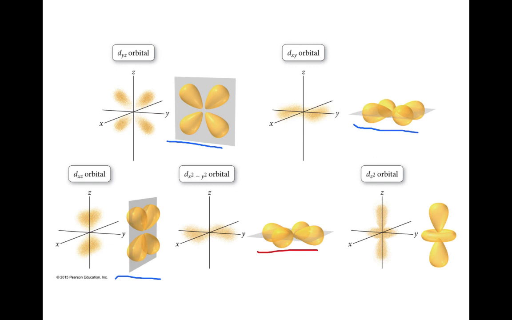And then our real strange guy here, our dz squared orbital. As you can see, it looks like a pz orbital, because those lobes are aligned on the z-axis, and then in the xy plane we've got this donut shape that goes around it, and within that donut it is empty. There is a nodal plane that goes around that donut.